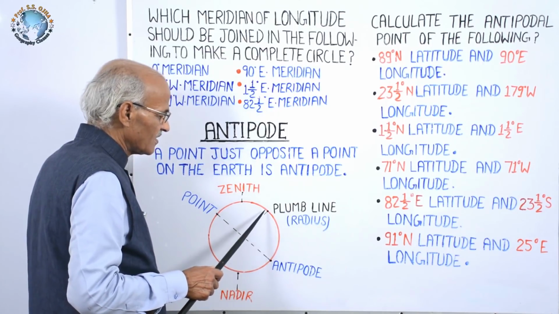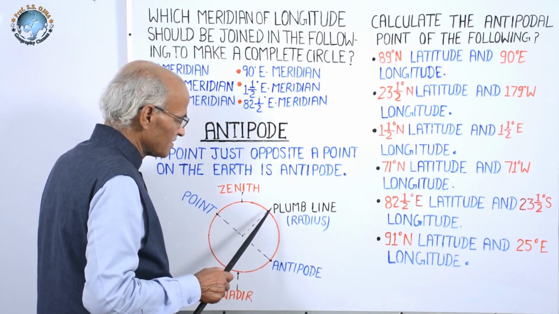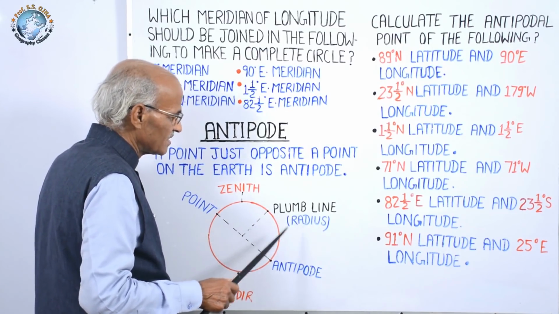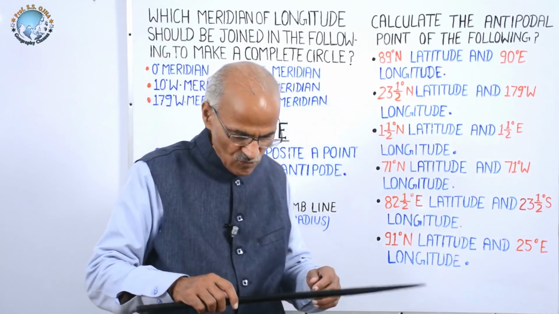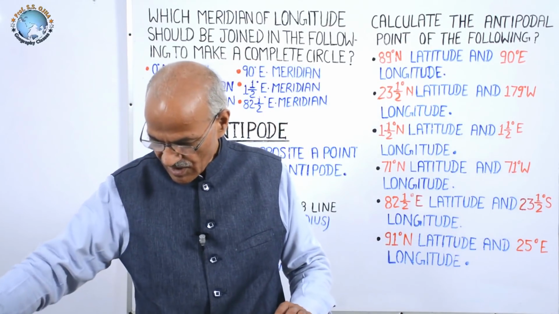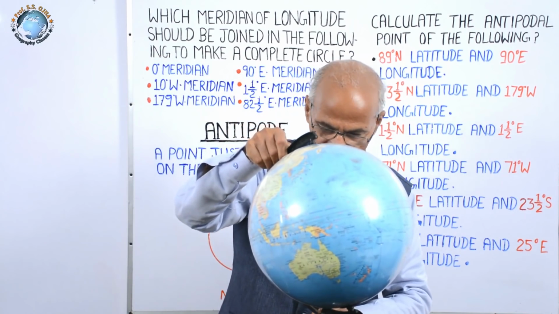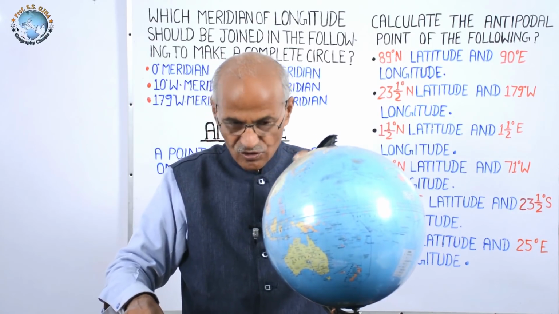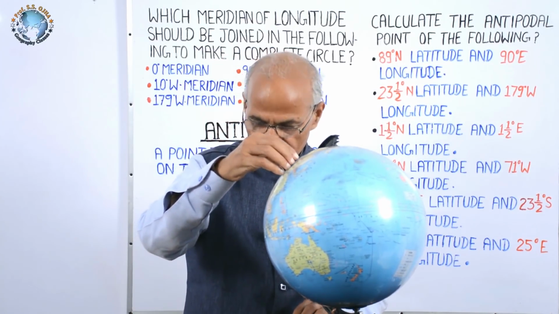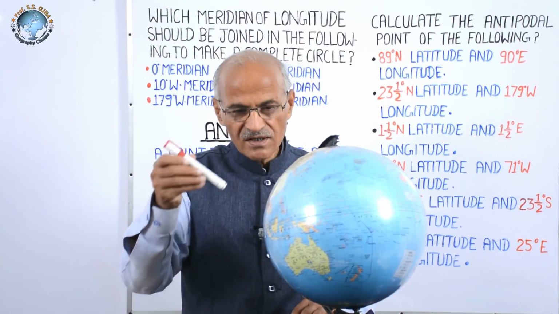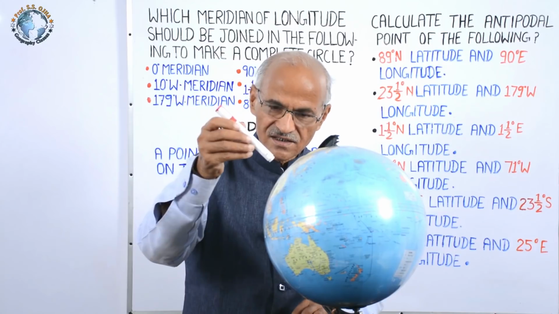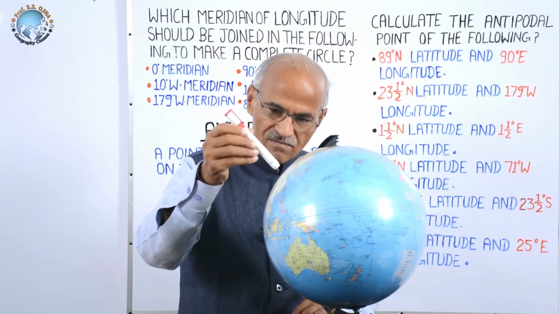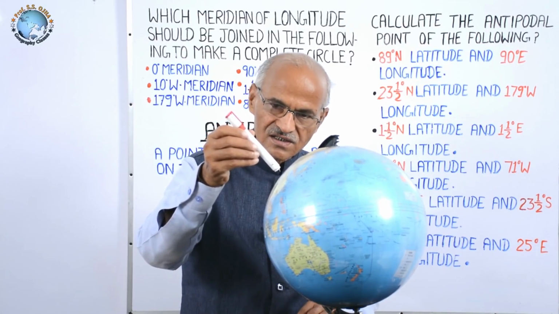In the same way, this is a point and this is the antipodal point. If you draw the radius of the earth, meaning a line from the center of the earth to any point, it is called a plumb line. What is the concept of plumb line? Plumb line means when a mason is doing work and constructing a wall, a plumb is hung and that indicates towards the center of the earth. That's why a plumb line will always indicate towards the earth's center.